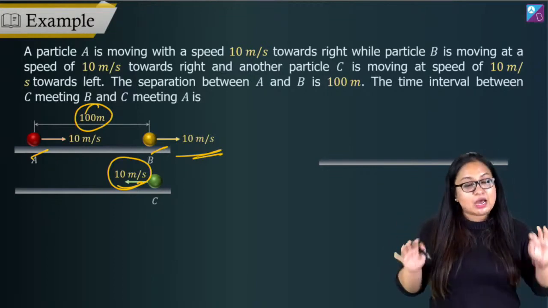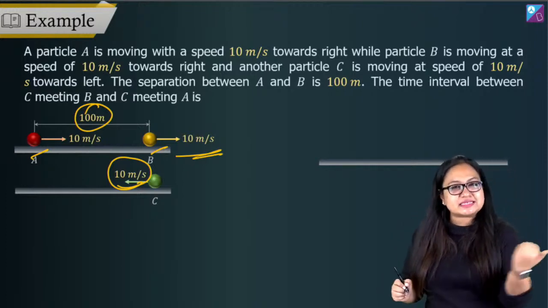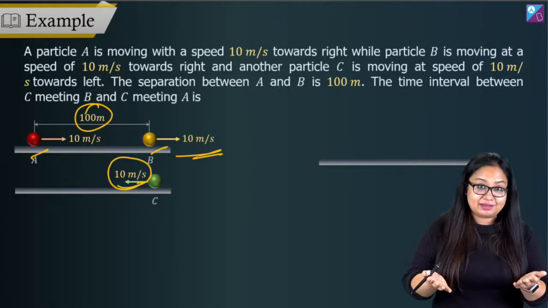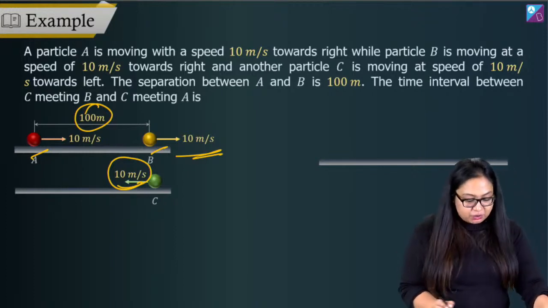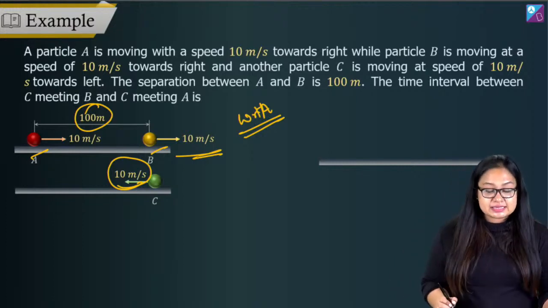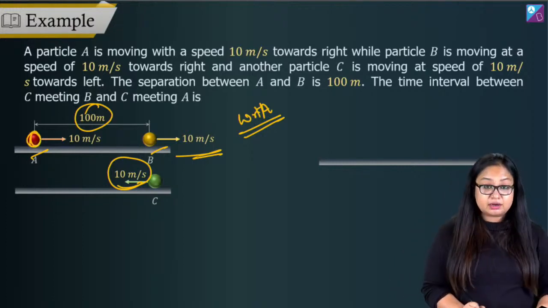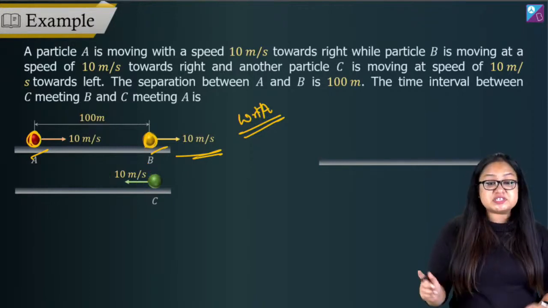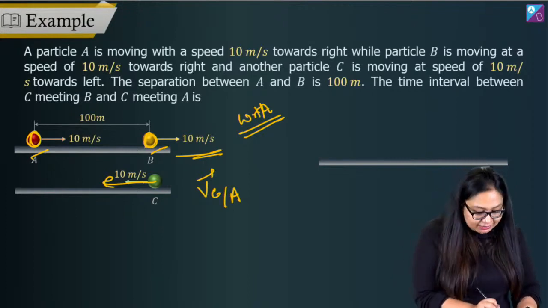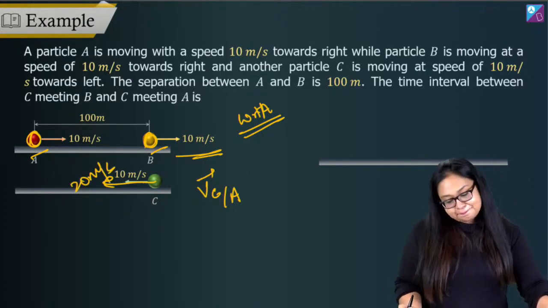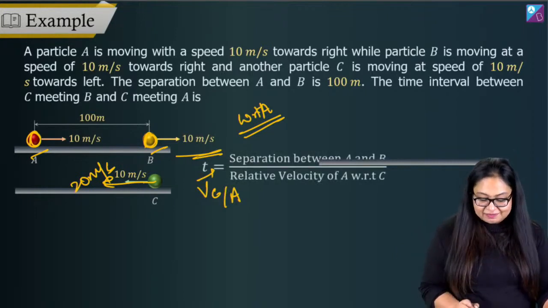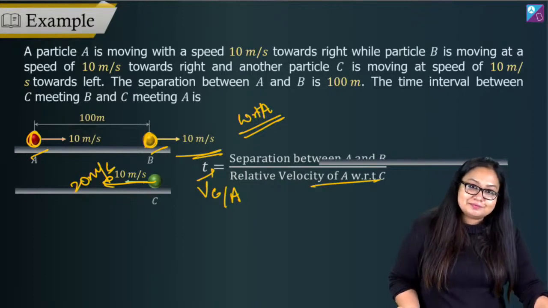That's all. Now in here, since A and B both are moving with the same velocity in the same direction, if we work with respect to A, then B stops anyway. With respect to A, B's velocity becomes 0 altogether. So in A's frame of reference, A remains stationary, B also remains stationary, but C moves with a relative velocity of C with respect to A, which is how much? Yes, 10 plus 10, 20 meter per second in the opposite direction. So time taken will be the separation between A and B divided by the relative velocity of C with respect to A. That's all. Option number B.